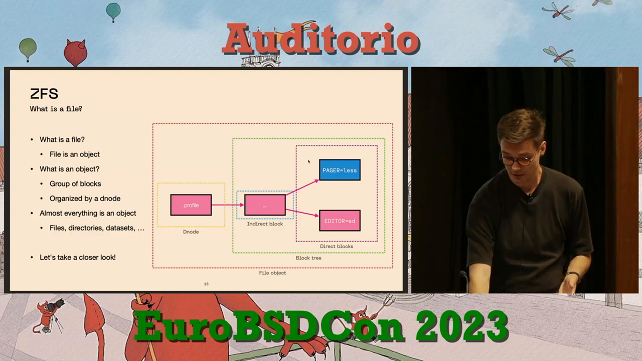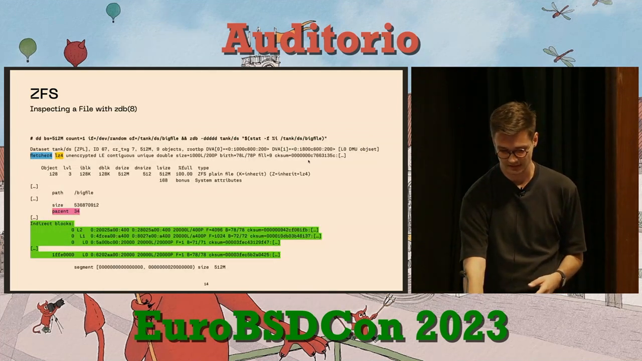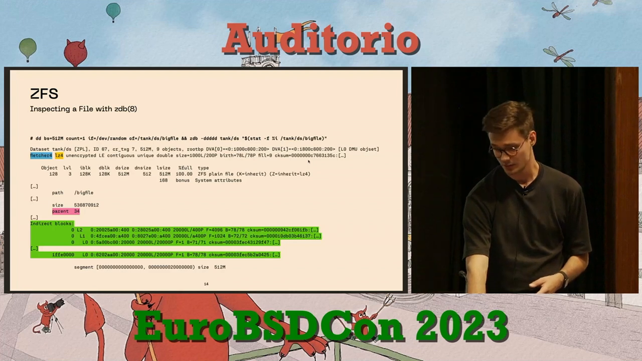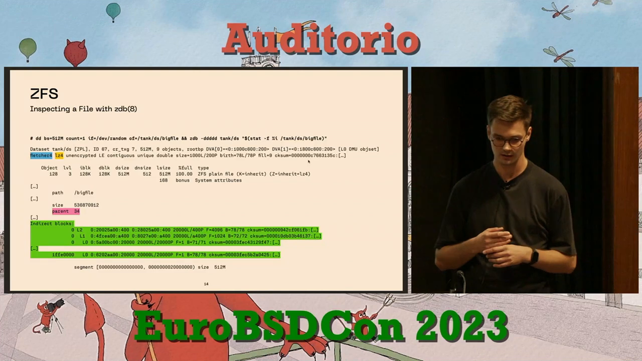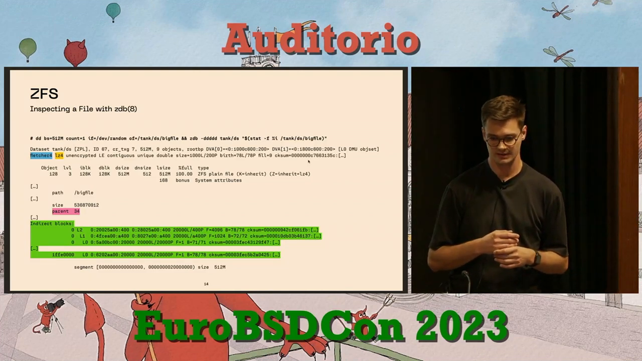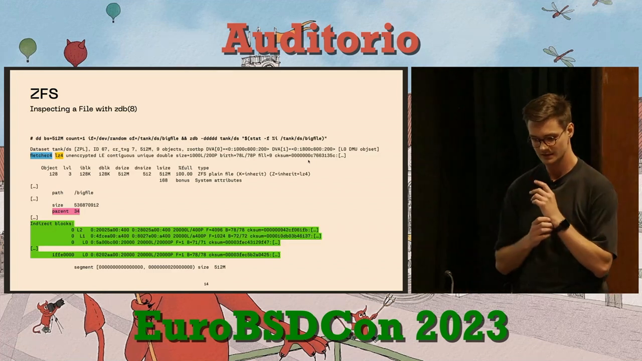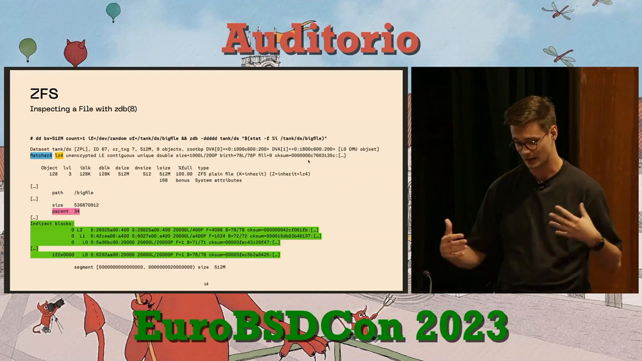So let's take a closer look at the files. What you can do in ZFS is inspect those objects. So what we do here is we create a half-gigabyte file on ZFS, and then we inspect it with ZDB, which is like a debugger for ZFS.